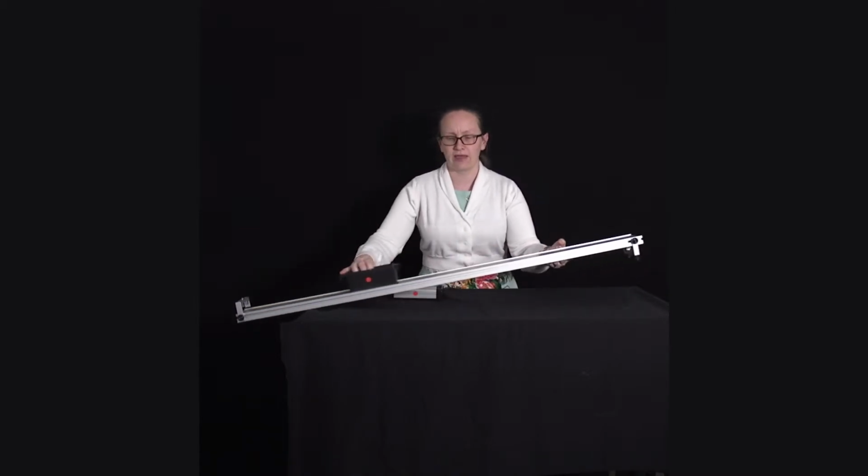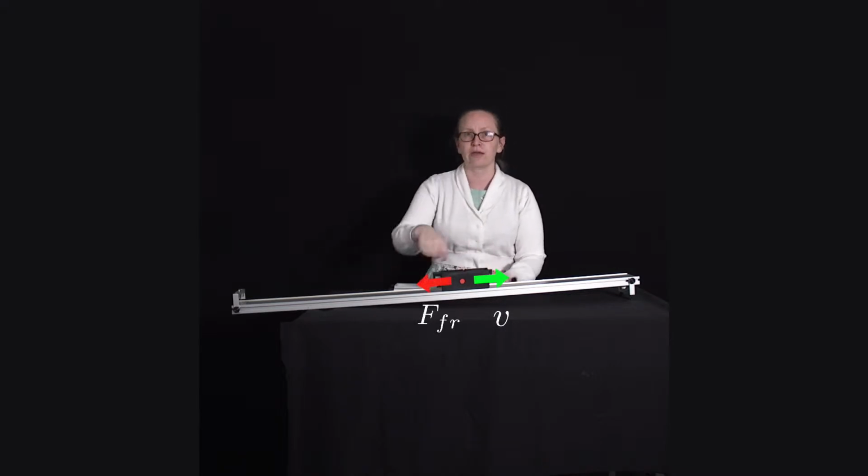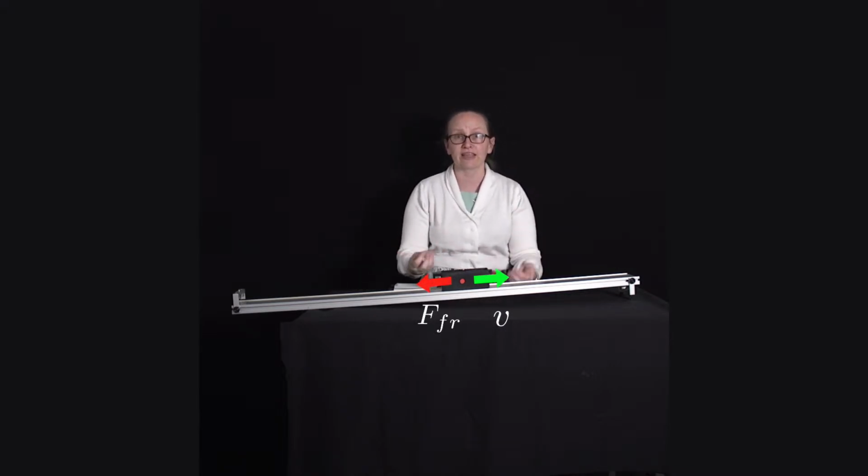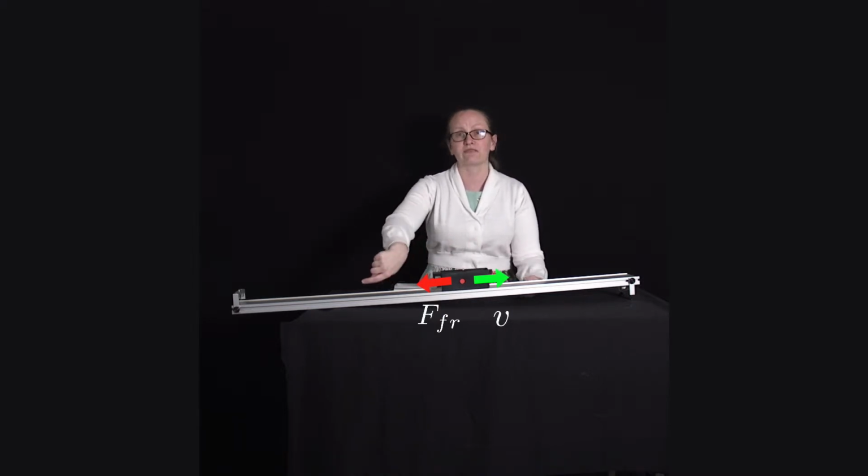Well, with kinetic friction, it always acts in the opposite direction to the motion of the system. So it always acts in the opposite direction to the velocity. So in the case where my object is moving up the slope, so the velocity is in this direction, then the frictional force is down the slope. So it's parallel in this case to the component of the weight force.